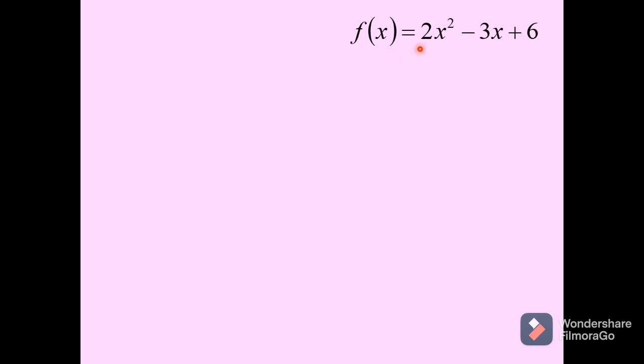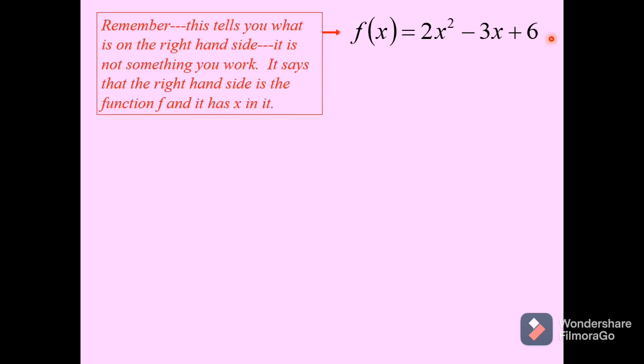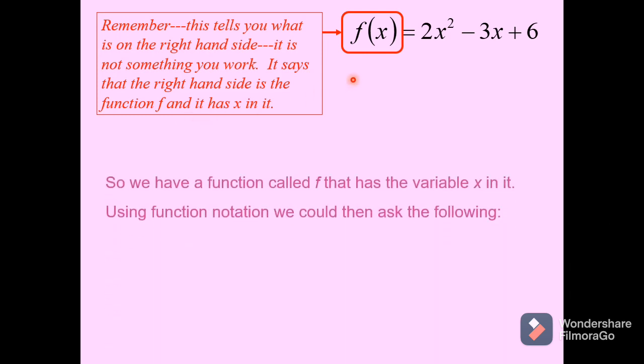F of x is equal to 2x squared minus 3x plus 6. Remember, this tells you what is on the right hand. It is not something you work. It says that the right-hand side is the function f and it has x in it. So, ano bang ibig sabihin nun? Ibig sabihin nun, possible na magkaroon ng given yung ating x since yun yung variable.